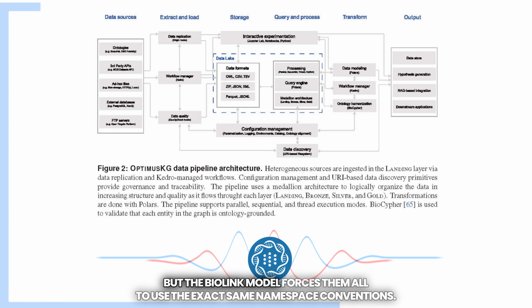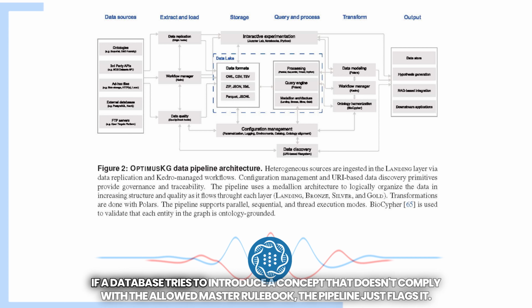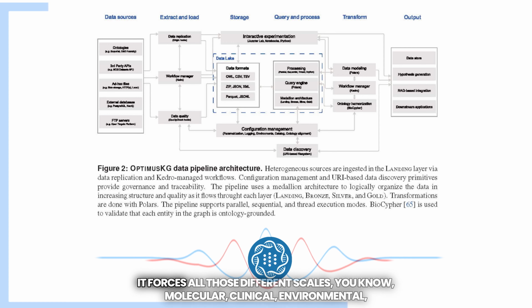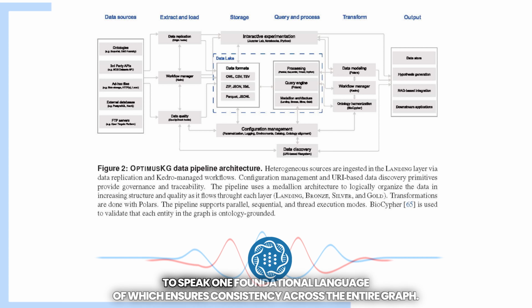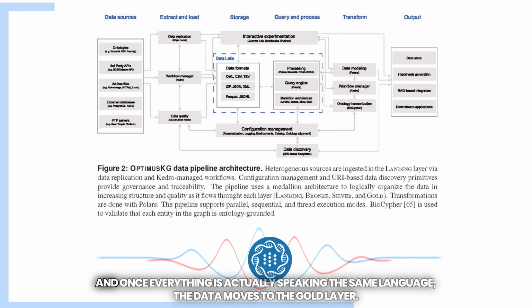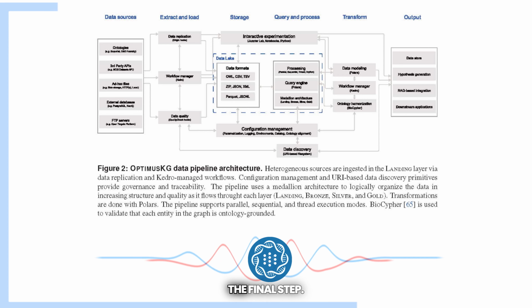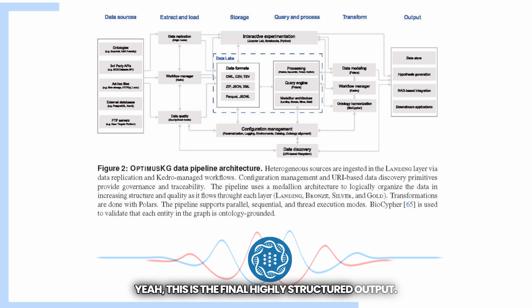But the BioLink model forces them all to use the exact same namespace conventions. If a database tries to introduce a concept that doesn't comply with the allowed master rulebook, the pipeline just flags it. It forces all those different scales, molecular, clinical, environmental, to speak one foundational language. Which ensures consistency across the entire graph. And once everything is actually speaking the same language, the data moves to the gold layer. The final step. Yeah, this is the final, highly structured output.